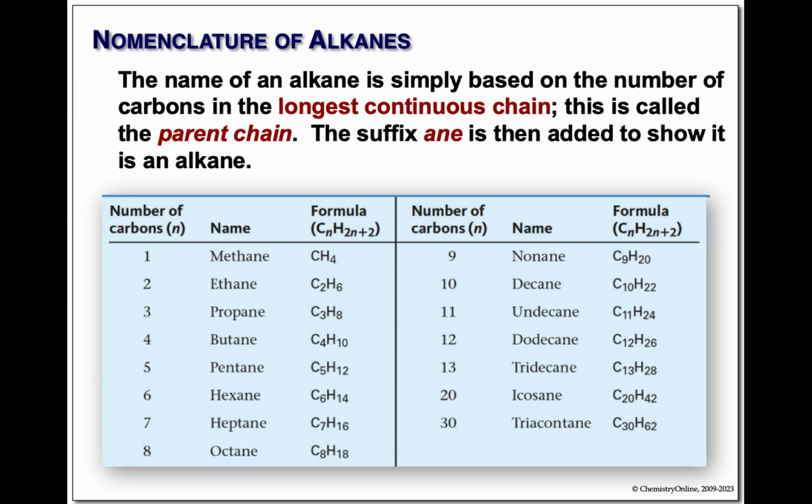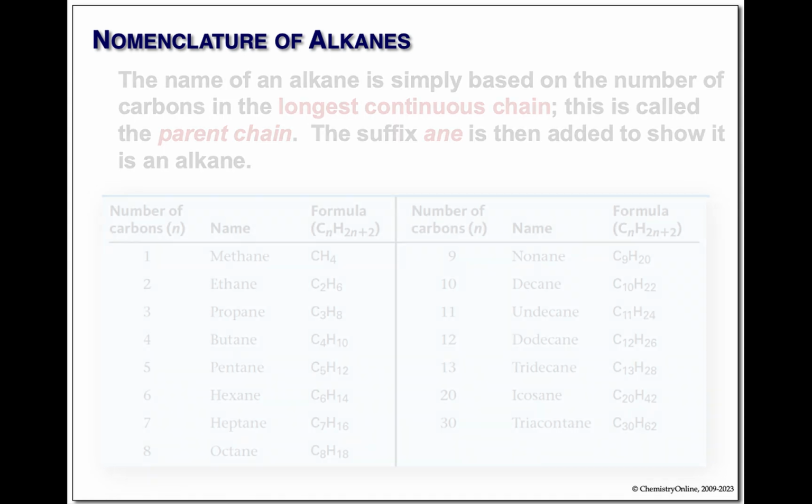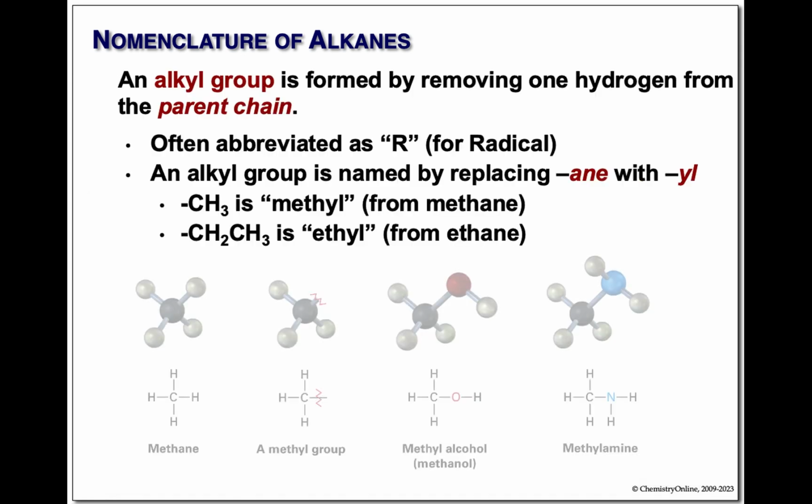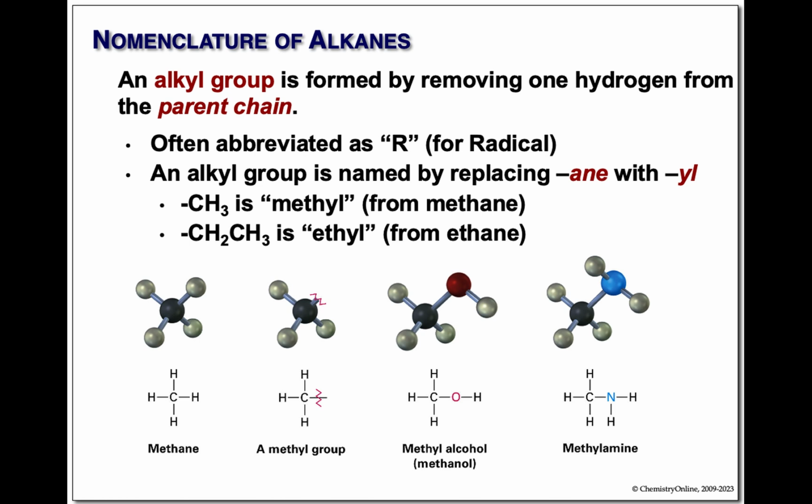When you have a parent chain of some sort, and you have a branch coming off of it, that branch that comes off is referred to in general as an alkyl group. Alkyl group, often called R for just a radical, an alkane radical. You take the alkane name and replace the -ane with -yl. So if we're dealing with 1 carbon, that's a meth. So this is methane. Take a hydrogen off, attach it to somebody else, and we have a methyl group. If we had 2 carbons, it would be an ethyl group, whatever.